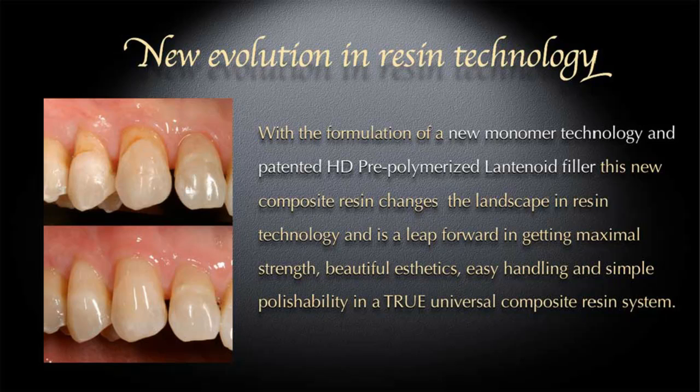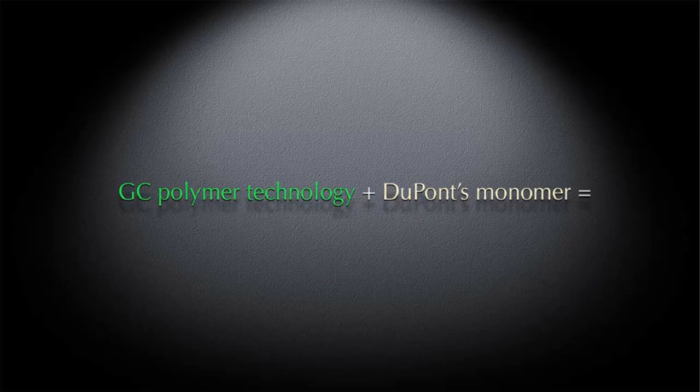They also had a proprietary silane that was created for each of the fillers so they would create better resin binding. So these are true innovations that allow us to have leaps forward in the composite resin technology world. So simply, through GC's polymer technology and DuPont's monomer technology, this is where GC Color was born.